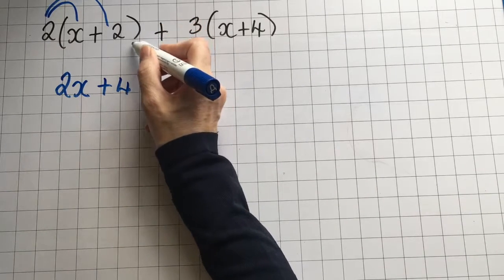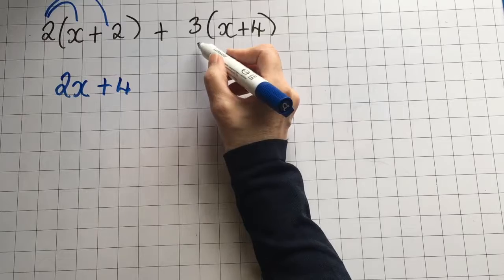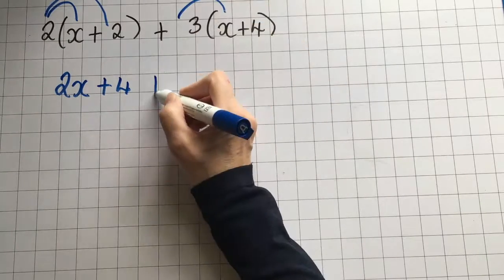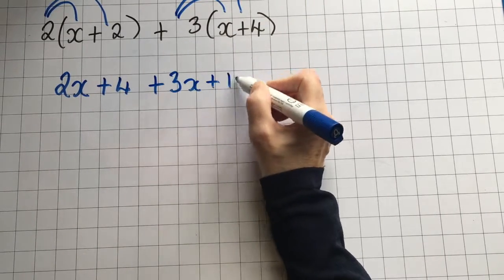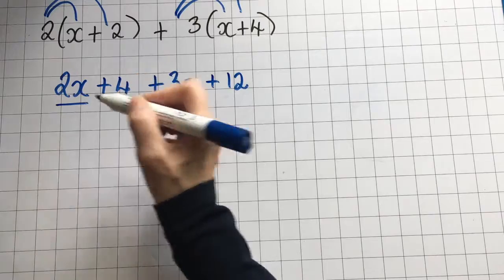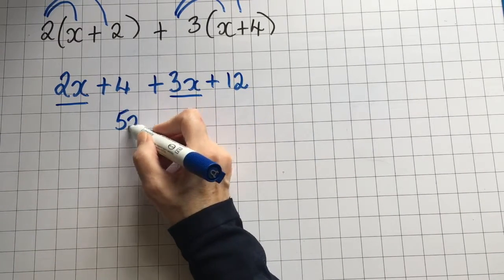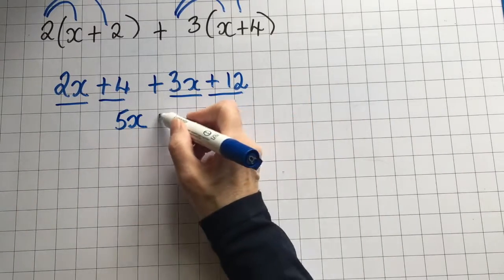Now this is telling me stop multiplying by the 2. And now I start multiplying the second bracket by 3. Plus 3x plus 12. Now when I look at my answer, I can see that I can simplify it because I have 2x here and 3x here, which gives me 5x, like terms added together, and 4 and 12 gives 16.